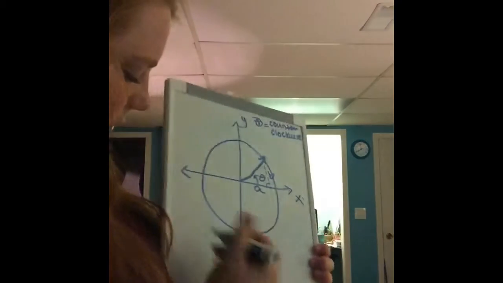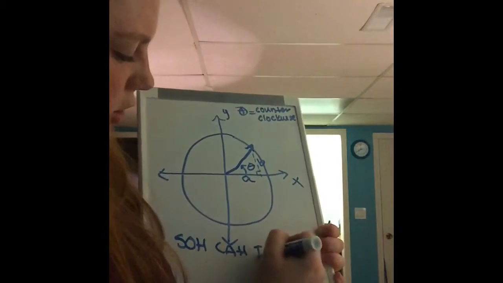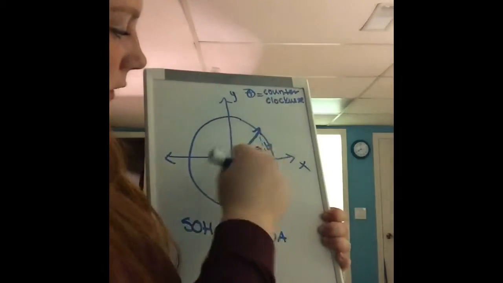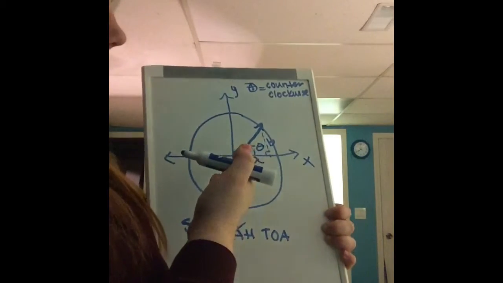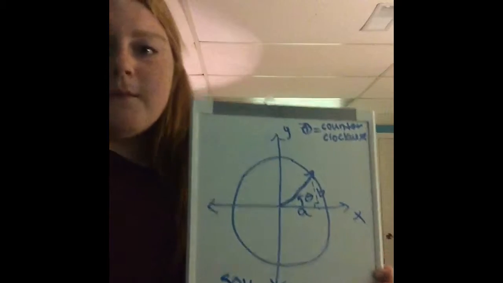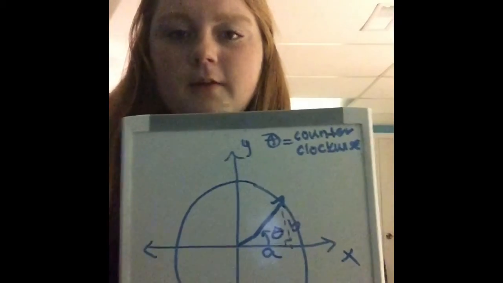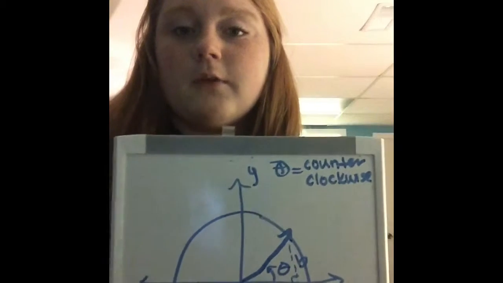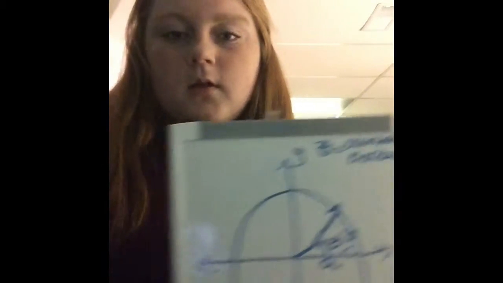Now remember, in SOHCAHTOA, sine was opposite over hypotenuse. As you can see, we don't have the hypotenuse labeled. And if you remember talking about unit circles earlier, the hypotenuse would equal 1 because any radius in a unit circle is 1. So we can call this 1.